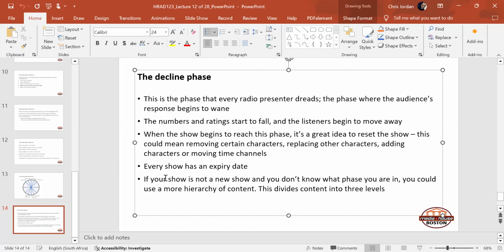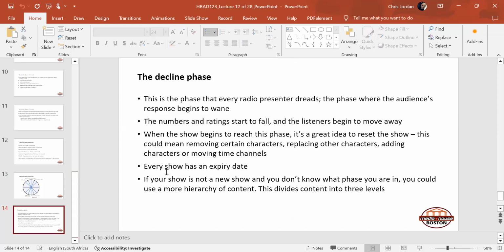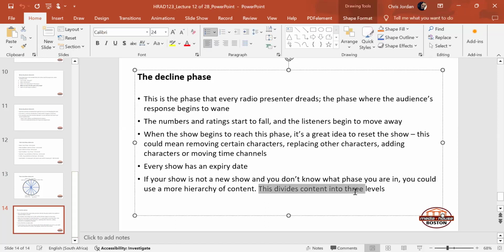Anyway, every show has an expiry date, and if your show is not a new show and you don't know what phase you are in, you could use a hierarchy of content. This divides content into those particular three levels that we can talk about. But for the moment, I'm just going to take that off, because I want to shift the focus of attention, and we'll talk about those different levels.